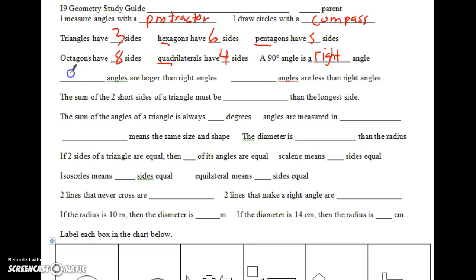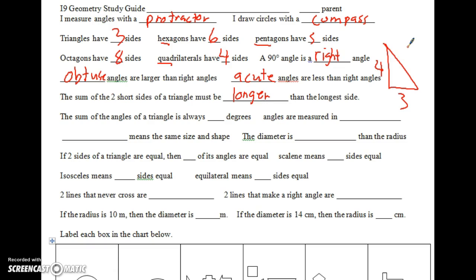bigger than a right angle, larger than a right angle, open wide, obtuse. A cute little angle is less than 90, acute. The sum of the two short sides of a triangle must be longer than the longest side. Sort of like this: if I've got 3 sides of this triangle, and this side's 3 and this side's 4, this side has to be less than 7, or there's no way it would be able to connect the pieces.